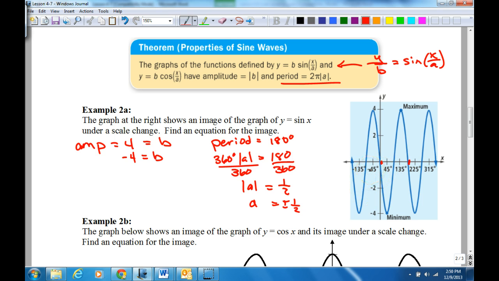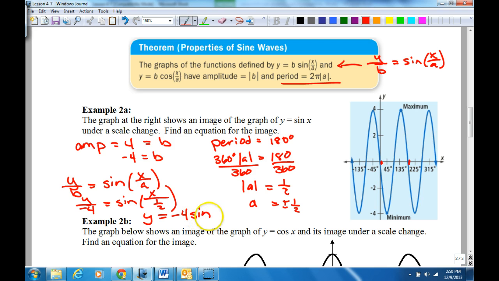Are we supposed to use positive? Yeah, I would assume positive. So in this case, if I'm going to set this up, remember it's going to be y over b equals sine of x over a. So y over what? Negative 4 equals sine of x over what? 1/2. So now if I simplify this out, what happens to that negative 4? It goes to the other side. If I multiply both sides by negative 4, it'll be negative 4 sine. And then what happens to this 1/2? It becomes 2x because you're flipping it, because you don't want to have a fraction on the bottom. So this ends up being your formula here, okay?